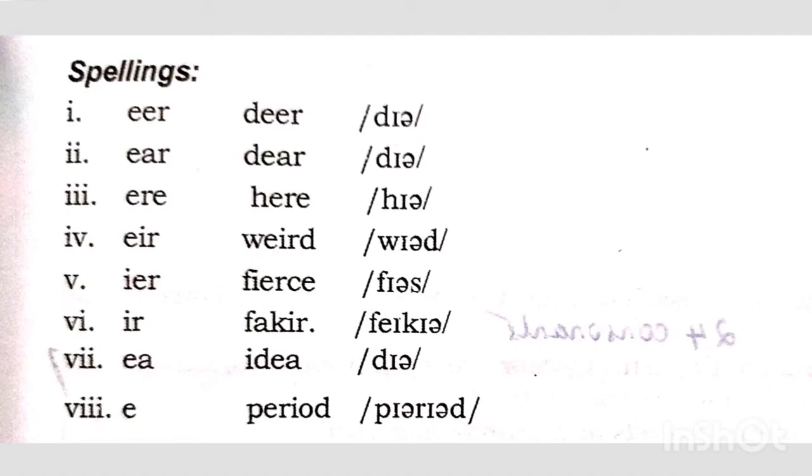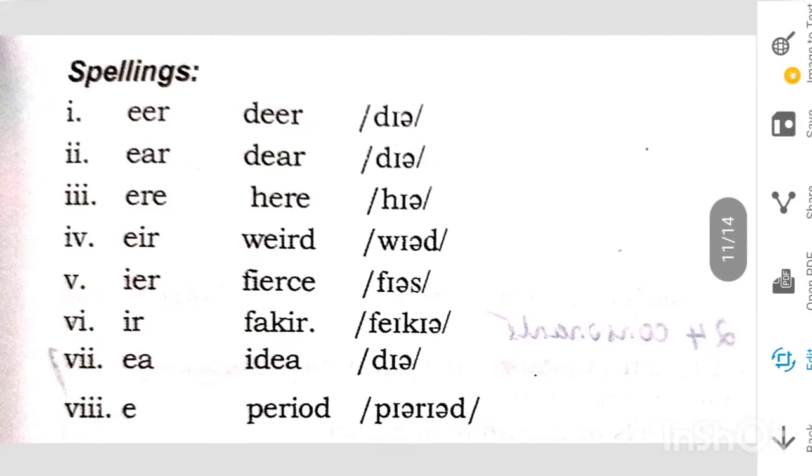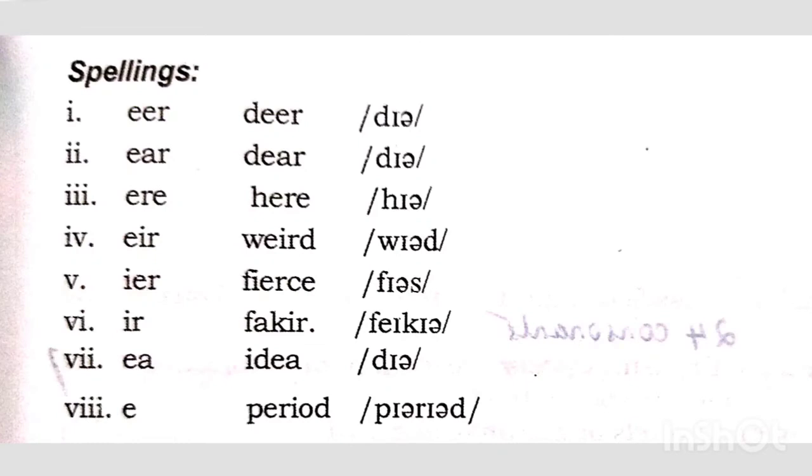Fakir. The next word, idea, idea. The I is missing here, it must have been missed. Idea. Here E and A stand for the glide ear. The last word in this section is period. It is period, not the way we say it. That is the correct way to pronounce period.